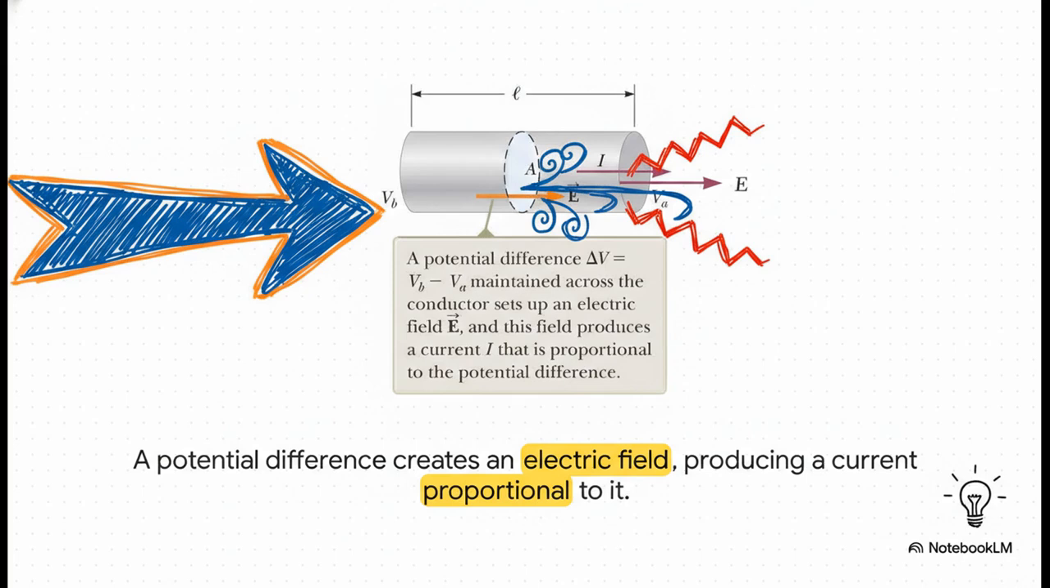That's just the official term for our voltage, the push. That push creates the electric field inside the wire, and that field gets the current flowing. Resistance is simply the property that connects the push to the flow. It's what determines how much current you get for a certain amount of push.